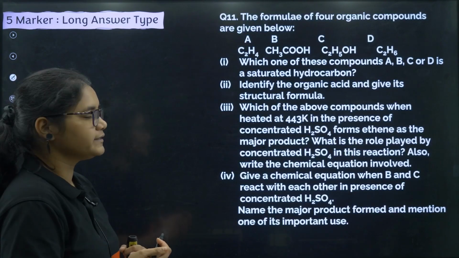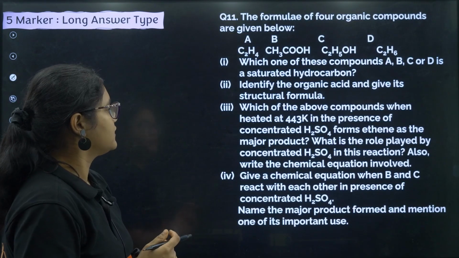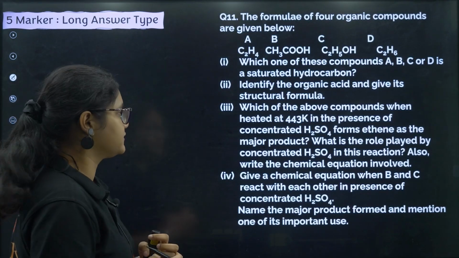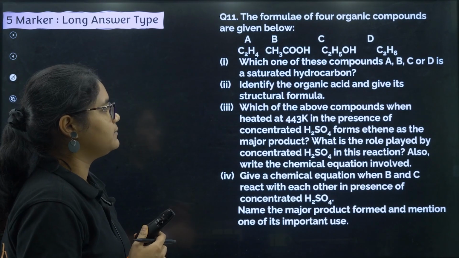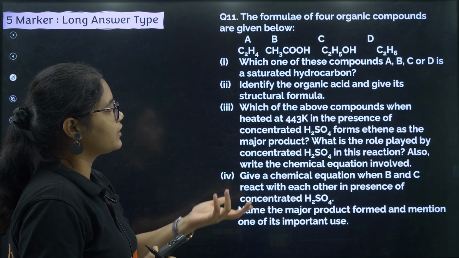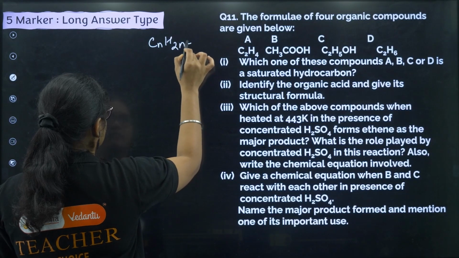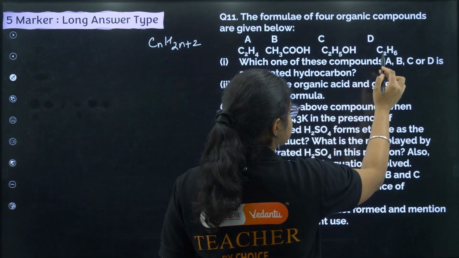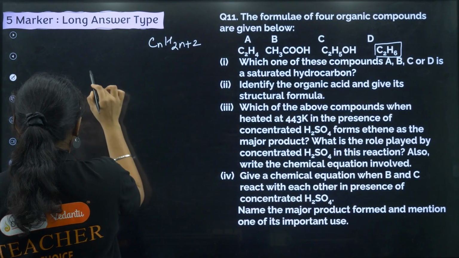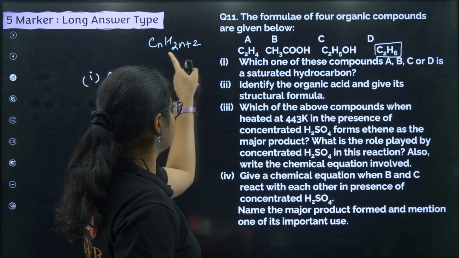Next is long answer type 5-marker question, this one. The formula of the 4 organic compounds are given below: C2H4, CH3COOH, C2H5OH and C2H6. Which one of these compounds, A, B, C or D, is a saturated hydrocarbon? So for saturated hydrocarbon, you know the formula of alkanes is CnH2n+2. So here it is 2 2s are 4 plus 2, 6, C2H6. So the first one will be C2H6. This is a saturated compound.